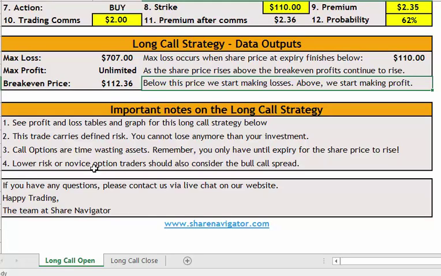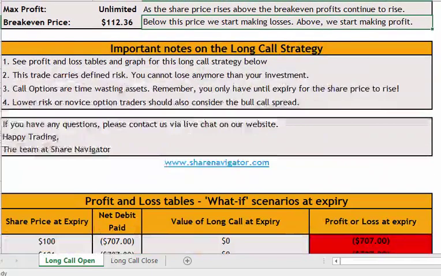So lower risk or novice option traders should switch to the bull call spread. And the other thing about the long call strategy, you're better off doing it when the implied volatility is low. You shouldn't really do the long call strategy when implied volatility is high. So let's go and look at the profit and loss table.